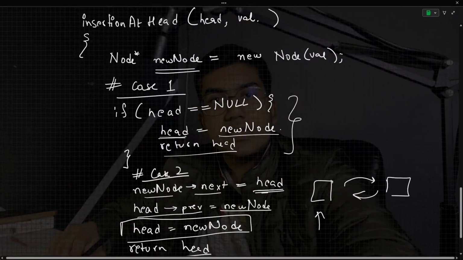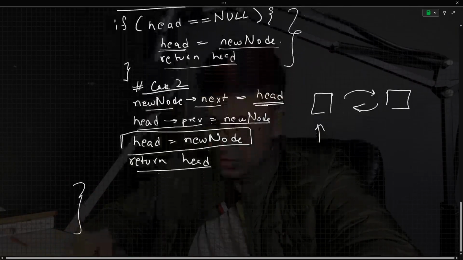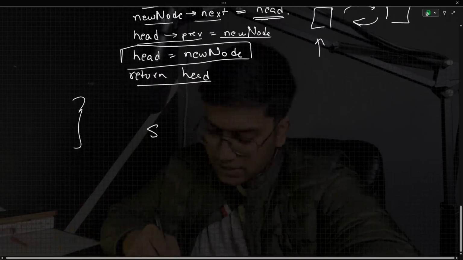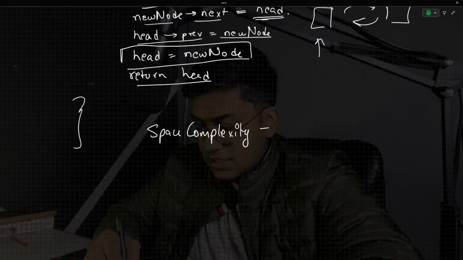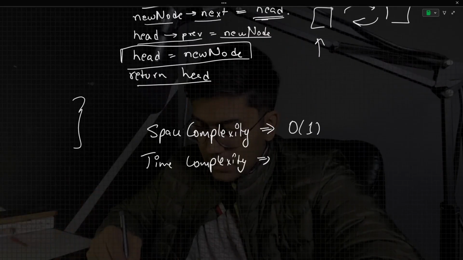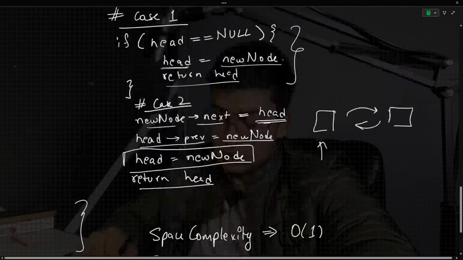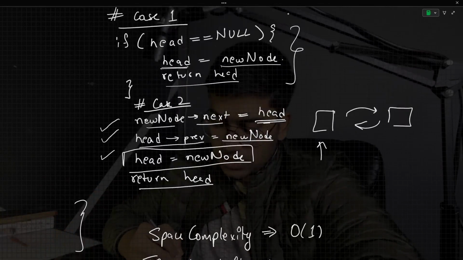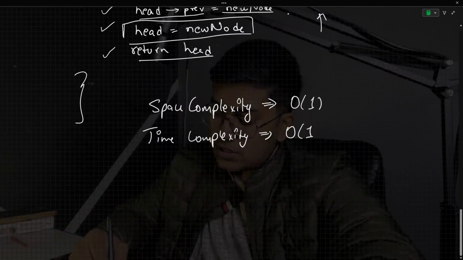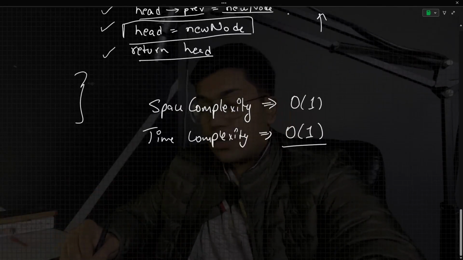What will be the time and space complexity? You see, we are just allocating a single node, so I can say that my space complexity is order 1, constant. What is the time complexity? If you observe, there are no loops. All statements are constant time statements. So from that, I can conclude this is an order 1 operation for inserting at head.